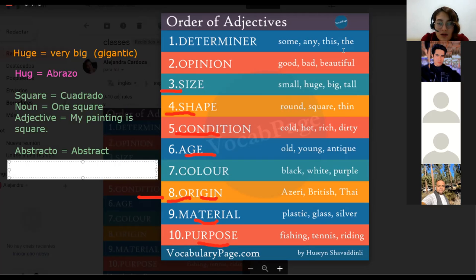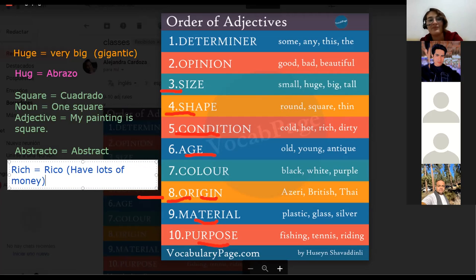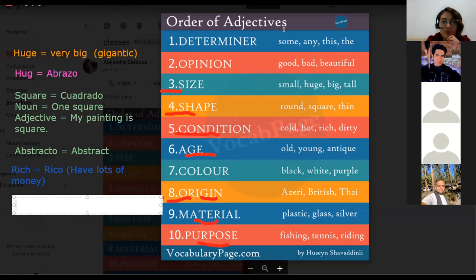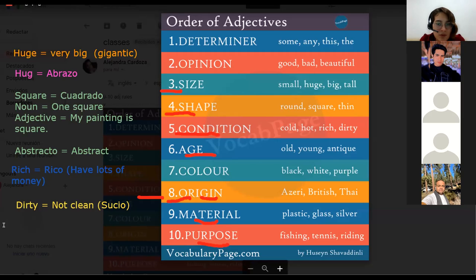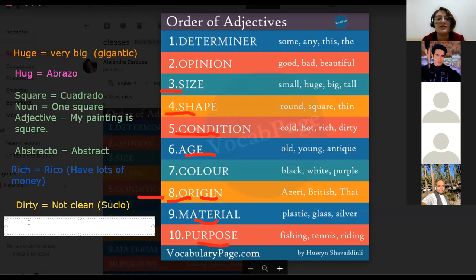Okay. Next question that we see is rich. ¿Alguien que sepa what is rich? Rico. As in have lots of money. You're rich. So if I say that you're rich, it's because you have a lot of money. Okay, and you also asked, me preguntaron about dirty. What is dirty? Sucio. So not clean, right? The opposite of clean, sucio. Good. Luego preguntábamos por antique. Antiguo, very old. Like very, very, very old.